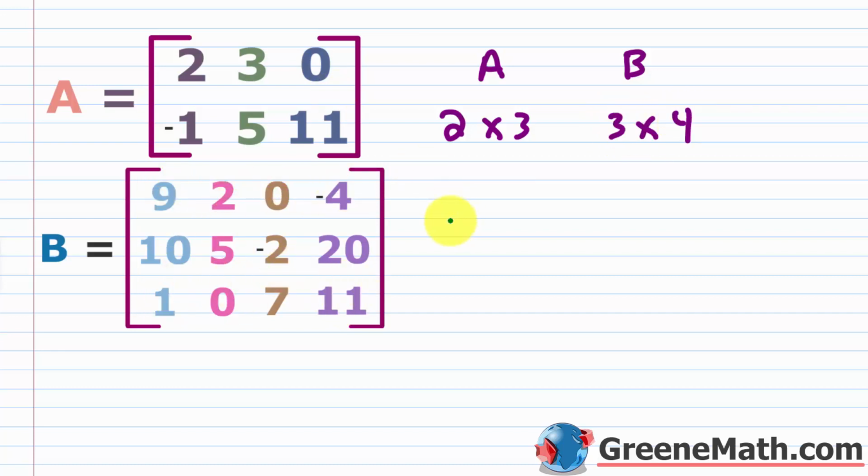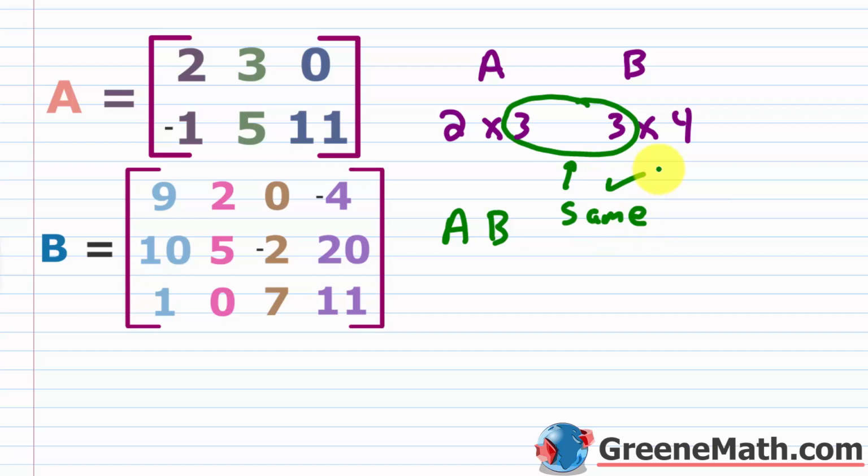So can we find the product of A times B? Again, you're looking at the inside numbers, the columns from A, the first one, and the rows from B, the second one. So do these numbers match here? Yeah, they're the same, okay? So we know we're good to go on the multiplication here.